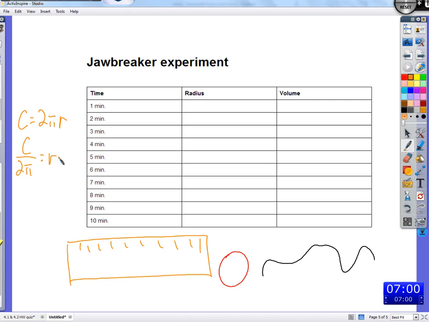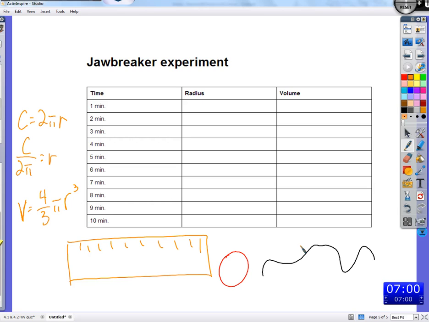Okay, so that's how we're going to find the radius. Now how are we going to find the volume? Volume of a sphere is 4 over 3 times pi r cubed. Okay, so volume is equal to 4 thirds pi r cubed. Is it supposed to be a check, or a V? It's a V. So we find r, put it into 4 thirds pi r cubed, and there we have the volume.